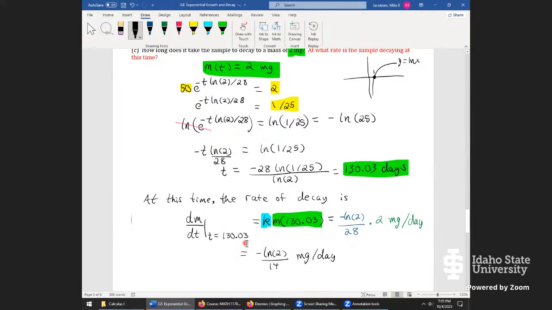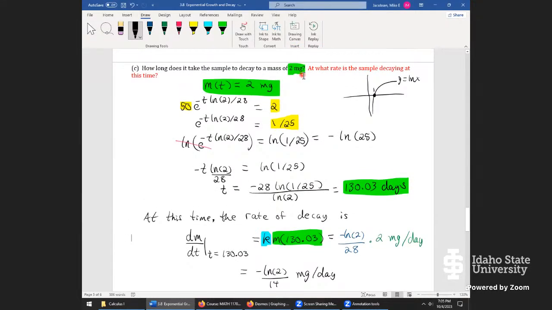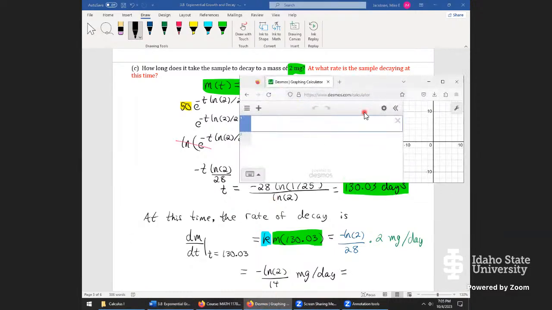But honestly, it's still kind of interesting to see what is the actual figure. It's down to a measly 2 milligrams. Its half-life is 28 days. So it's kind of interesting to see what this comes out as. Let's actually calculate it regardless. So back up here, this will be negative natural log 2 divided by 14. And we're shown that it's going to be decaying at a rate of negative 0.04951 milligrams per day.